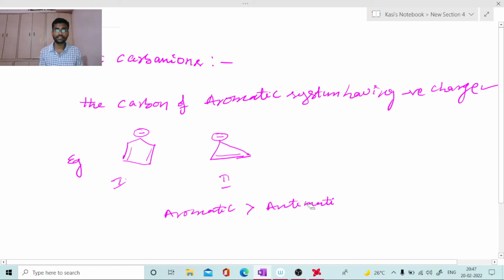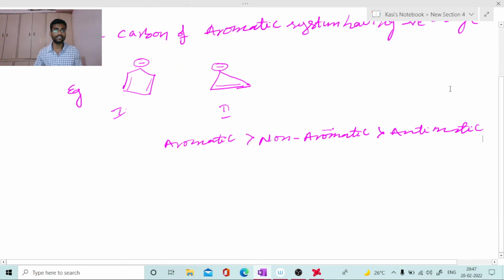So we know aromatic compounds are always more stable than anti-aromatic. The order is aromatic, then non-aromatic, and the final one is anti-aromatic. When rings are given, you have to verify whether they follow the Huckel rule or not. Then you can say whether it is aromatic, non-aromatic or anti-aromatic. So the stability order is aromatic is more than non-aromatic, and non-aromatic is more than anti-aromatic.